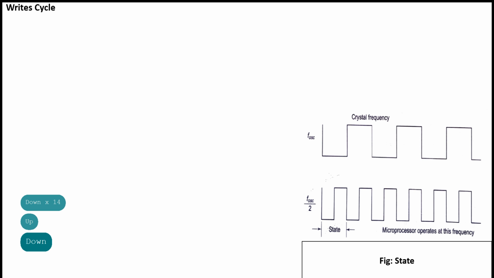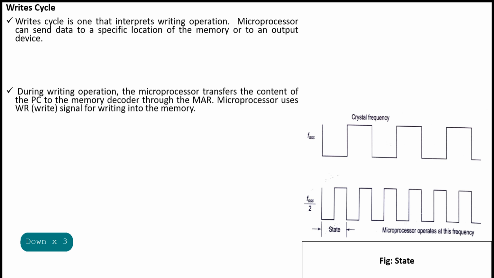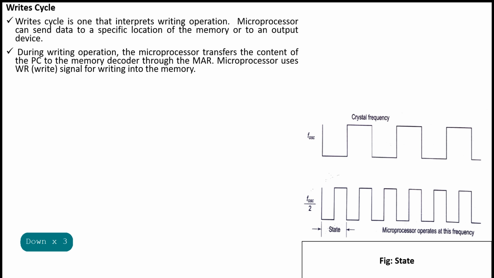Next, write cycle. Write cycle is one that involves the writing operation. The microprocessor can send data to a specific location of the memory or to an output device. During the writing operation, the microprocessor transfers the content of the program counter to the memory decoder through the MAR register. The microprocessor uses a write signal for writing into the memory.